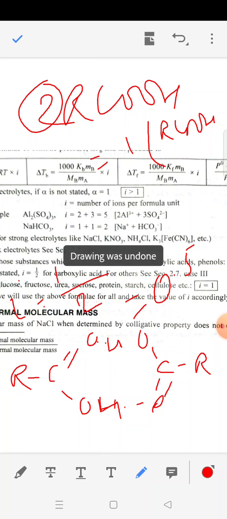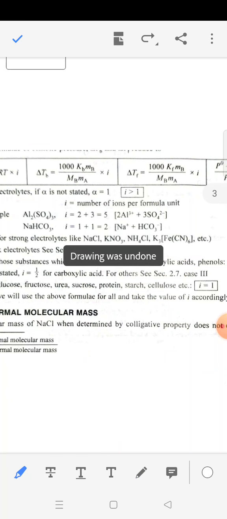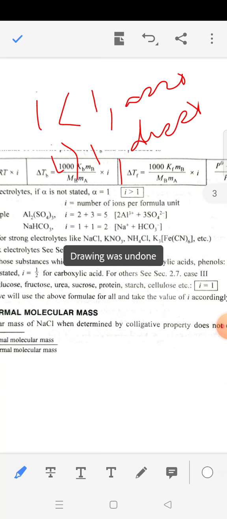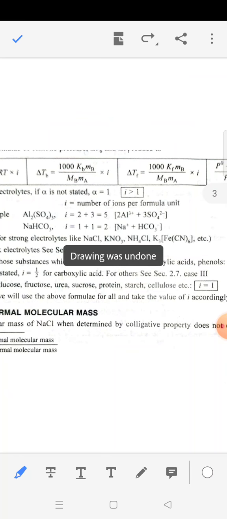So one thing you have to remember: for those solutes which undergo association, the i value is less than 1. The i value is more than 1 for dissociation, and the i value is equal to 1 when the solute doesn't undergo any association or dissociation.